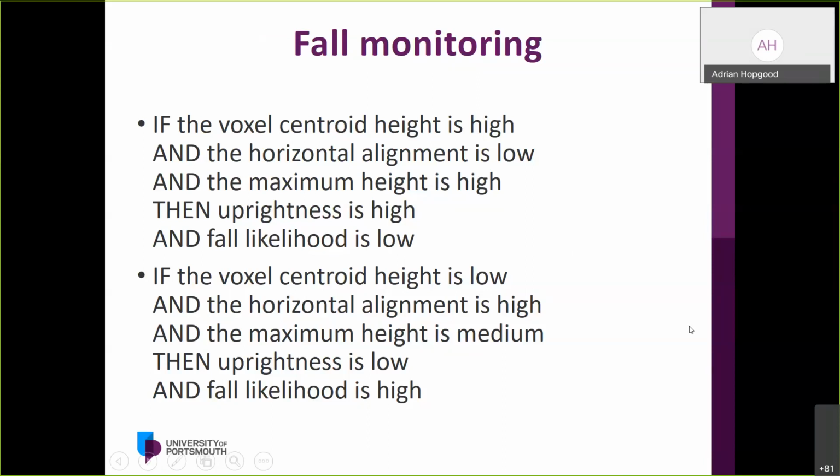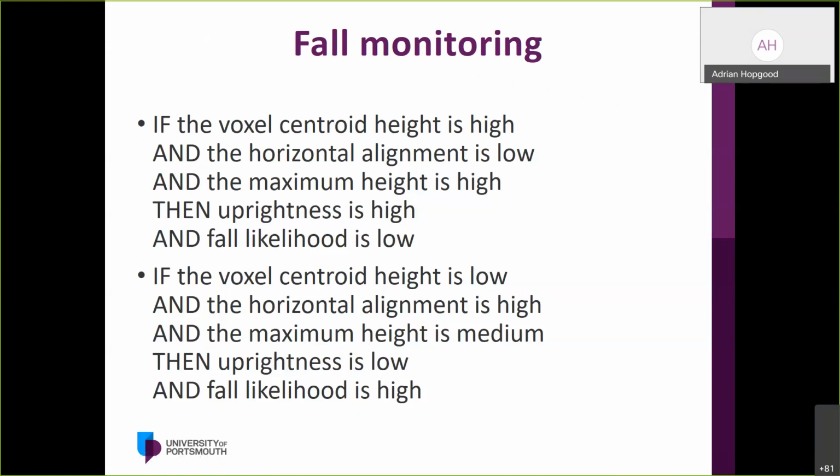So we've got a couple of fuzzy rules here. The first one says that if the voxel centroid height is high and the horizontal alignment is low and the maximum height of the voxel is high, then the uprightness of this person is high and their likelihood of fall is conversely low. Looking at the rule the other way round, if the voxel centroid height is low and the horizontal alignment is high and perhaps the maximum height is medium, then the uprightness is low and the fall likelihood is high.